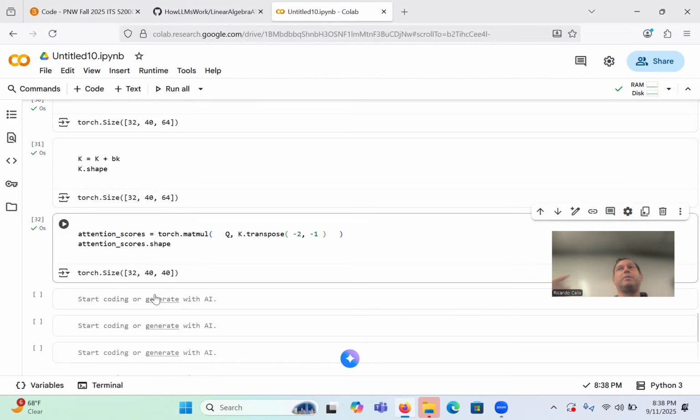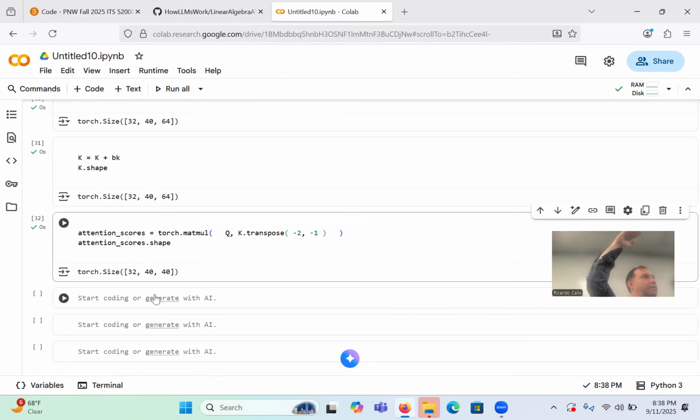Why 40 by 40? Because if you have 40 words here, you want to compare it to the 40 words over here. Do you see that, guys? So we've arrived. This is actually the attention right here. So now let's think intuitively, right? What's happening? So I'm going to switch to the whiteboard.